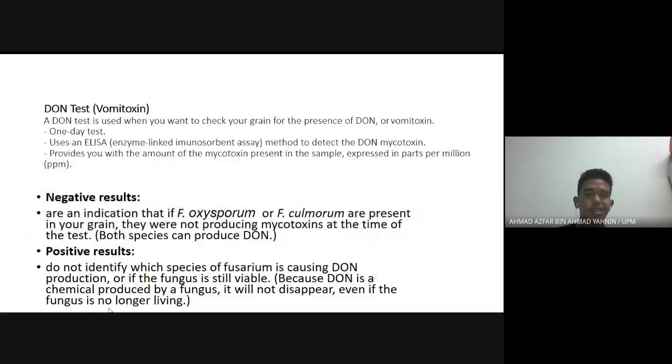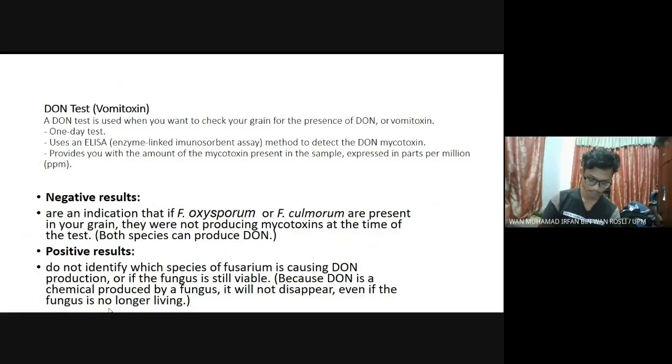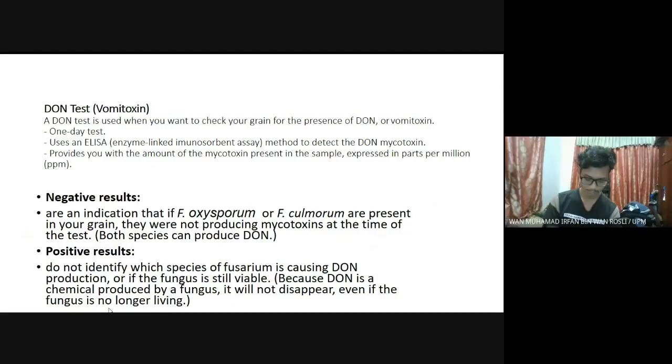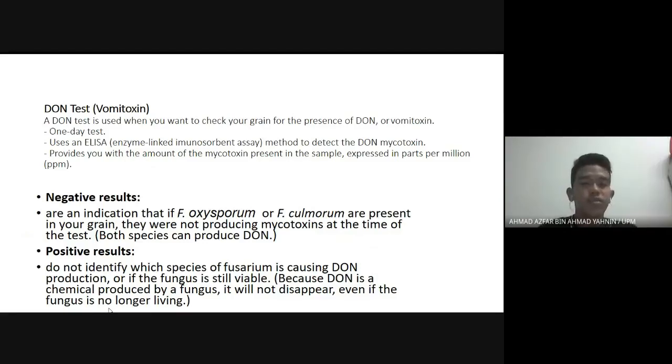Okay, next. DON test. Vomitoxin. A DON test is used when you want to check your grain for the presence of DON or vomitoxin. It is a 1-day test. It uses an ELISA, which is enzyme-linked immunosorbent assay. It is a method to detect the DON mycotoxin. It provides you with the amount of the mycotoxin present in the sample, expressed in parts per million, which is ppm.